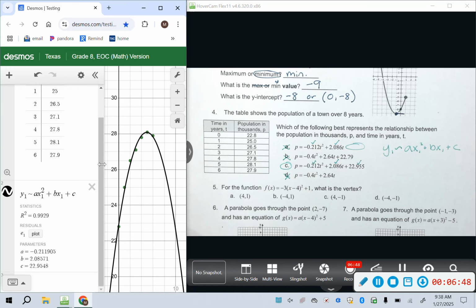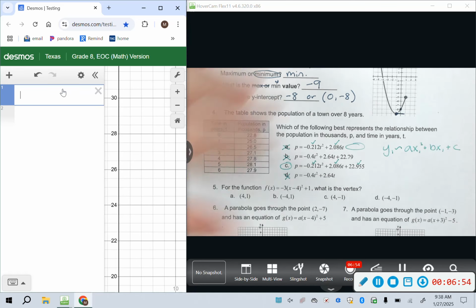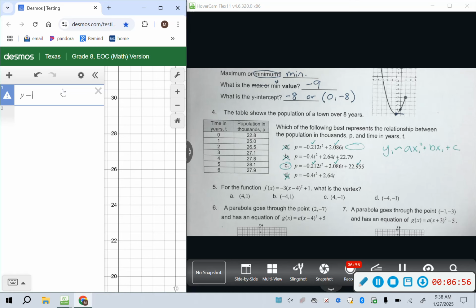Okay. So let's look at the next one. It says for the function here, what is the vertex? Well, guys, we can type it in. Yes, you can find it from the equation, but why not double check your work? Don't make any simple mistakes. Type it in.